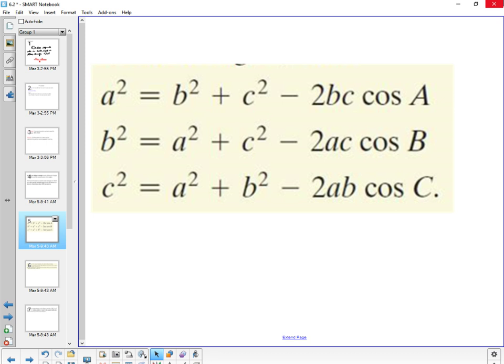Alright. The law of cosines, plural, there's more than one formula, but take a look at the way they're set up. They work very similar, don't they? If you want a squared, then you're going to have a squared equals b squared plus c squared take away 2bc cosine A.